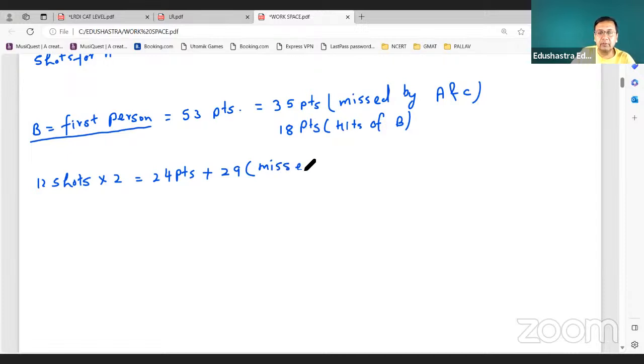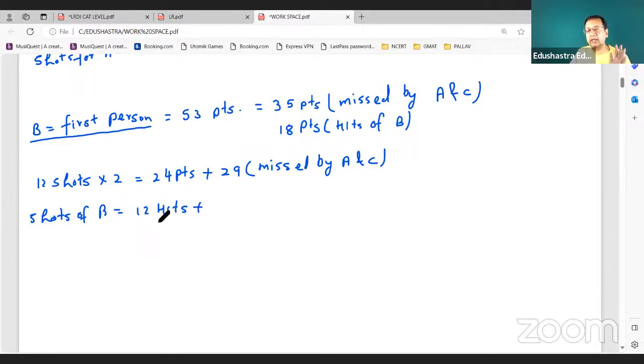29 are missed by A and C. Done. So it means shots of B: 12 are hits, right? And plus, if 29 are missed by A and C and total missed are 35, right? So 6 are missed by B.